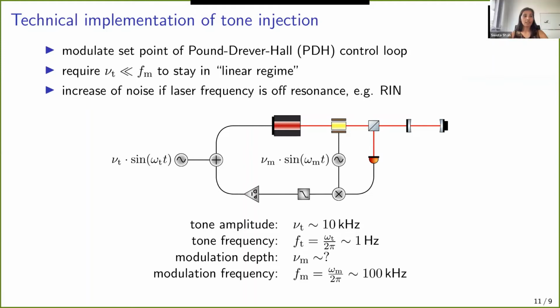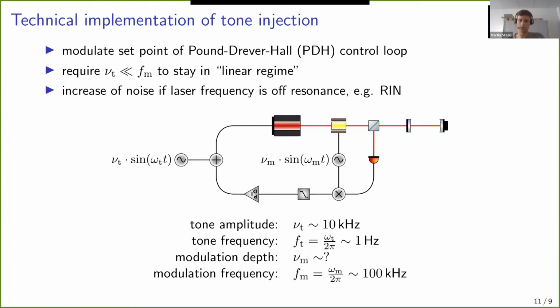What is PDH? Oh, Pound-Drever-Hall, okay. Yeah, I think it's the most common method of locking a laser to a stable cavity. And the tone amplitude should be much smaller than the modulation frequency of the phase modulation you apply prior to injecting the laser into the cavity.